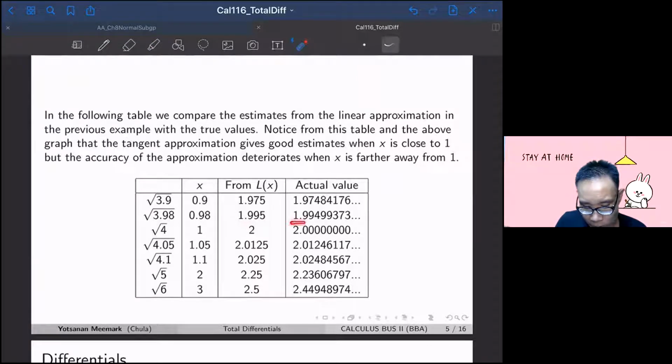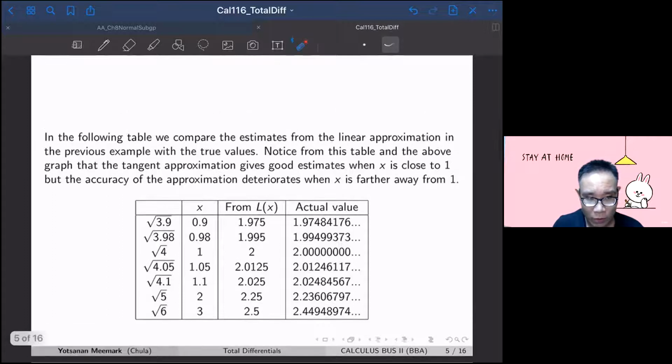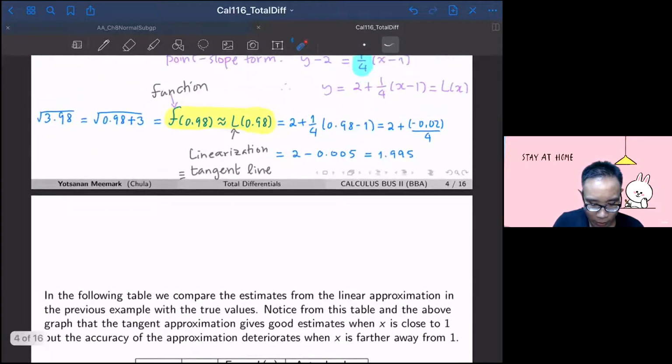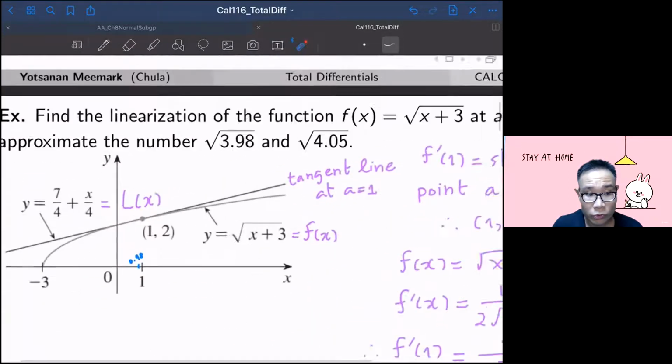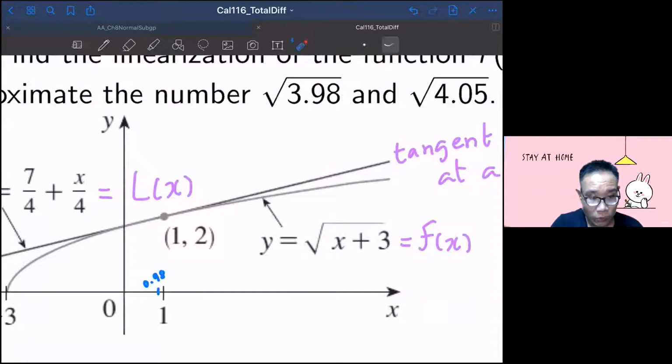However, the actual value turned out to be just 1.9949. And if you'd like to have three-digit decimals, this one is correct. So it's kind of close to the exact value. And the reason why this one is close is that you see the point here, 0.98, is very close to 1, so you're going to get a good approximation. Let's try one more.